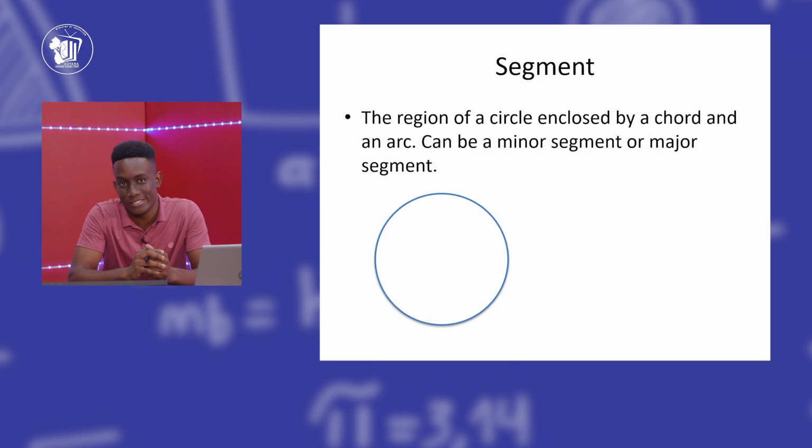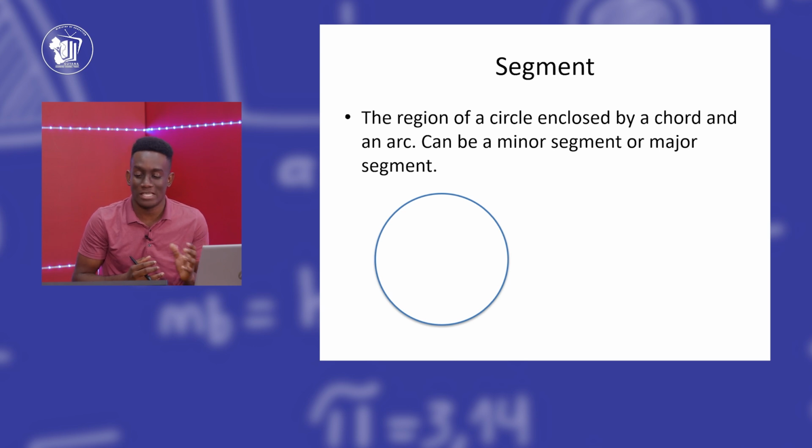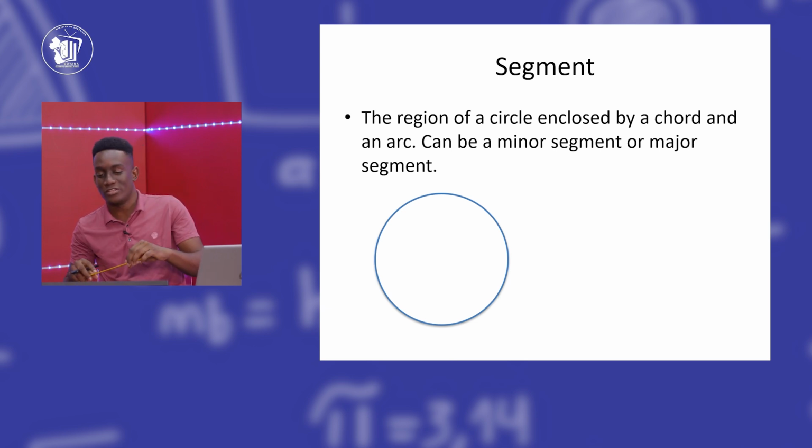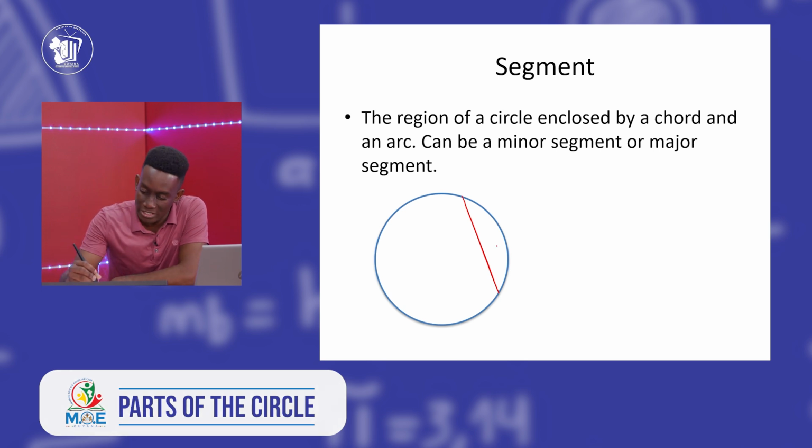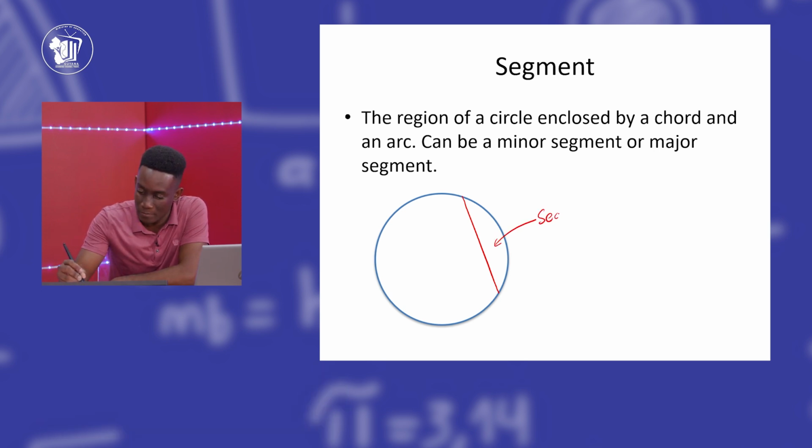So the next one we want to look at is the segment. The segment is the region of a circle enclosed by a chord and an arc. So we can have a minor segment or a major segment. First of all, we need to draw a chord. The chord is a line that separates the 2 segments. So this is the chord. And on one side of the chord, this space here we call the segment. We also call this part a segment as well. Of course, the larger one will be the major segment, and the smaller portion will be the minor segment.